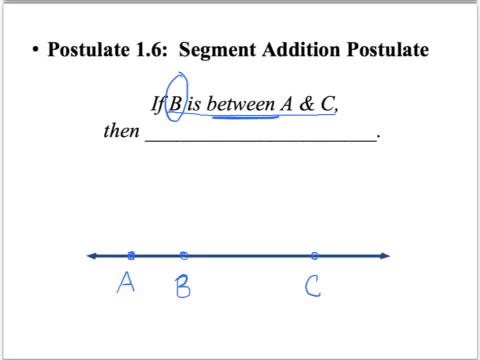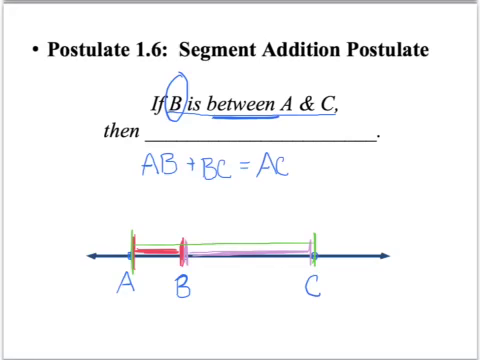Then, if this is true, the distance from A to B, which we write as just AB, plus the distance from B to C equals the distance of A to C. So what that means is the length from here to here plus the length from B to C gives me the length of the entire segment, A to C.